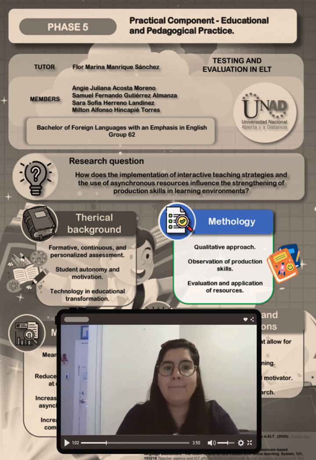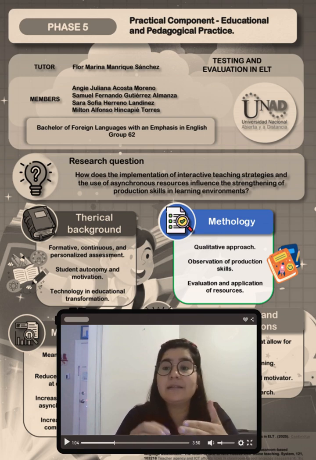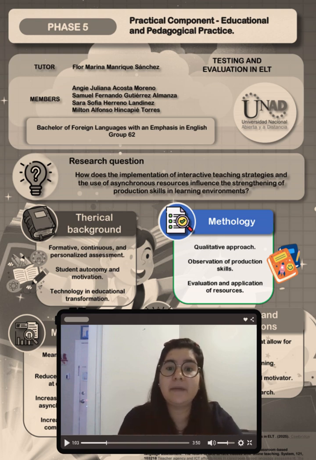There are three main procedures implemented in this methodology. First, direct observation is the primary tool. During the English classes, there is a constant observation of production skills, specifically speaking and writing. This process helps to detect the common mistakes, the level of participation, and the areas where students need more assistance during interactive activities. Second, a systematic evaluation is included.